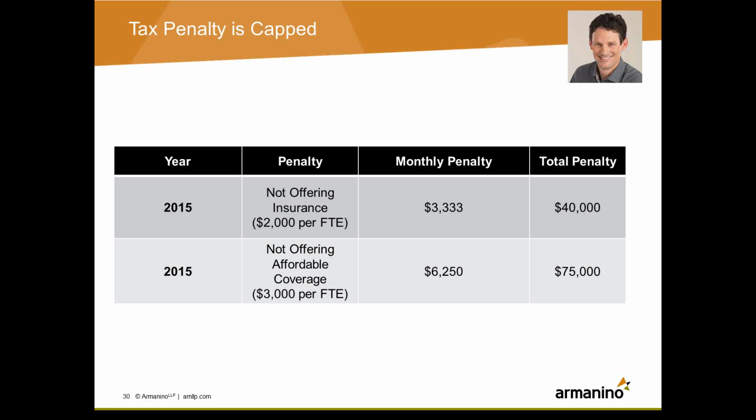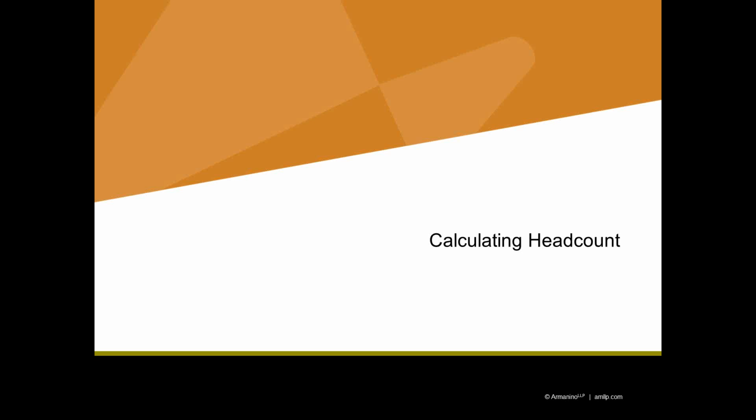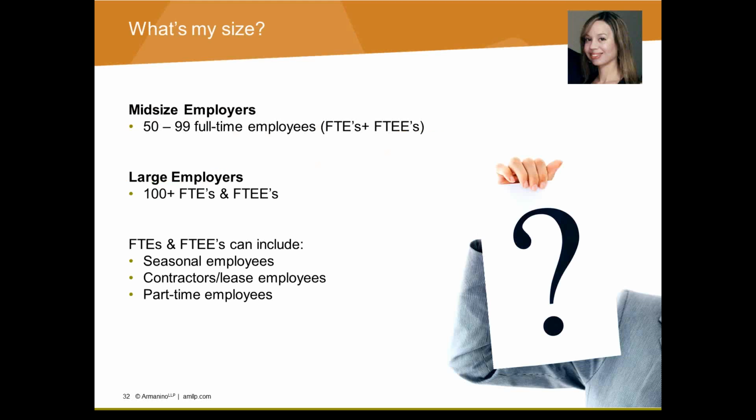All right, so you can see that we have penalties, which is based on what? Employee headcount. So let's talk a little bit about that. Thanks, Dan. Just to remind everyone, a mid-size employer has 50 to 99 full-time and full-time equivalent employees. A large employer has 100 or more full-time and full-time equivalent employees. And specifically, full-time and full-time equivalent employees can include contractors, seasonal and leased employees, as well as part-time employees.